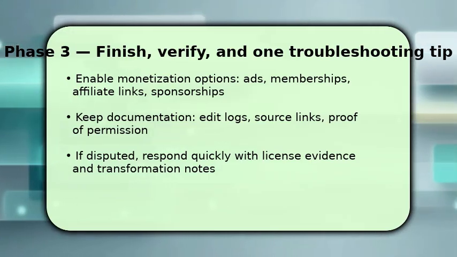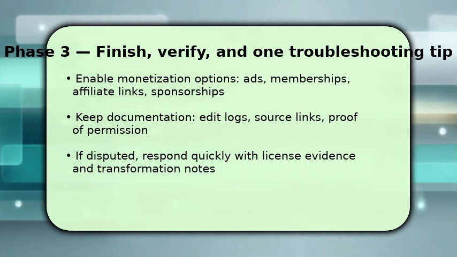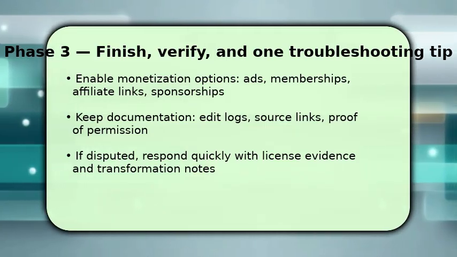One key troubleshooting tip: if automated systems flag content, manually file an appeal with evidence, and politely contact the original creator to seek written confirmation.